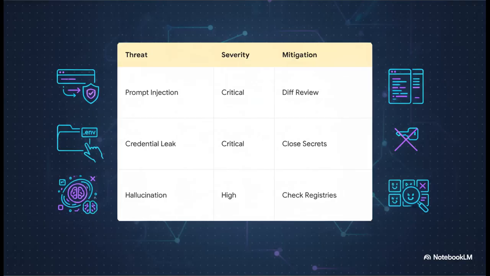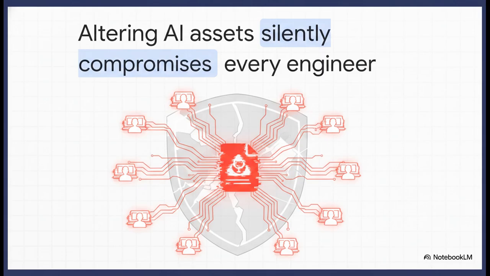So what are your immediate defenses? We've got a threat matrix to follow. To prevent indirect prompt injection, line-by-line diff reviews of all AI output are absolutely mandatory. To stop credential leakage, which is critical, you must close all .env or secret files before triggering workspace commands, and always verify dependency suggestions. Attackers are actively squatting on fake npm and NuGet package names that Copilot frequently hallucinates. Don't trust it blindly.